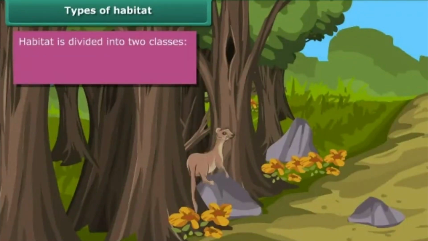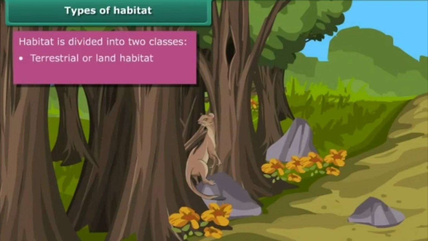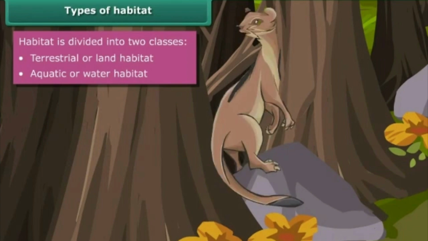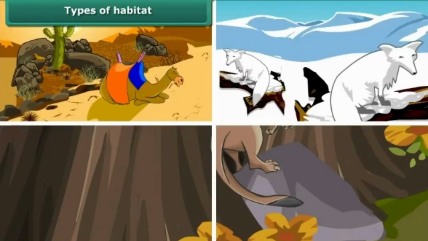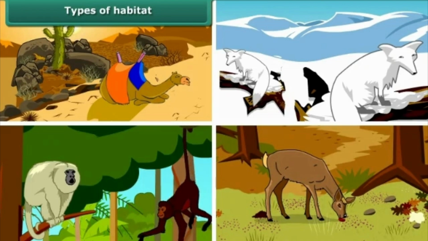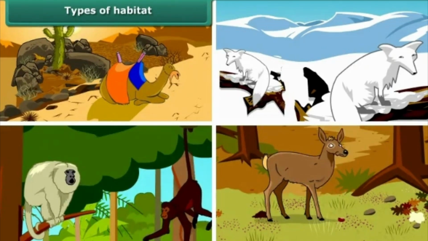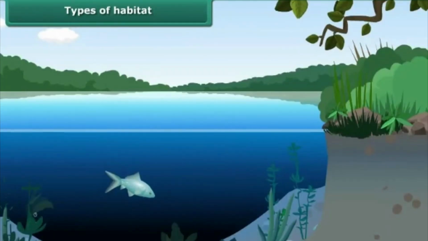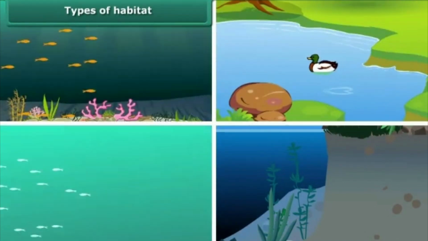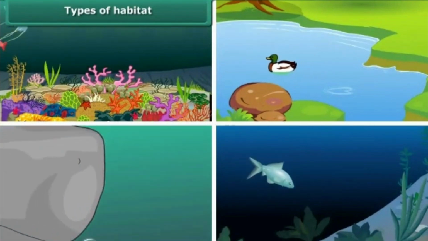Habitat is divided into two classes. 1. Terrestrial or land habitat. 2. Aquatic or water habitat. Habitat of living organisms found on land is terrestrial habitat. Desert, mountains, forest, and grasslands are the examples of this category. Whereas habitat of living organisms found in water is aquatic habitat. Sea, ponds, oceans, and lakes are the examples of this category.